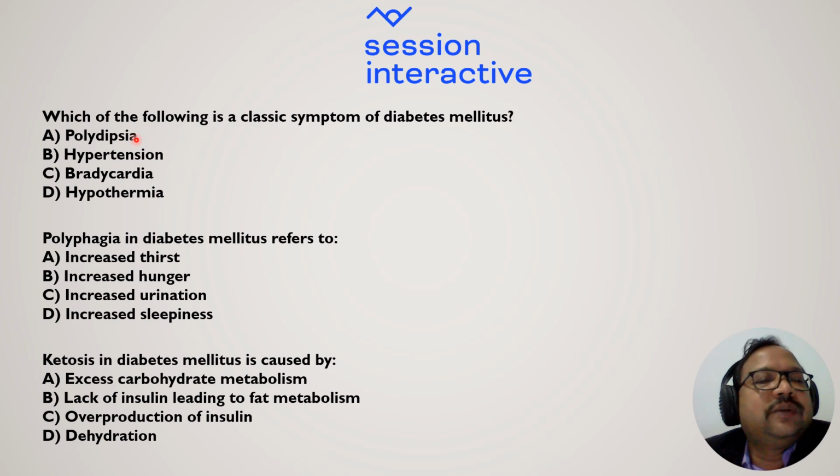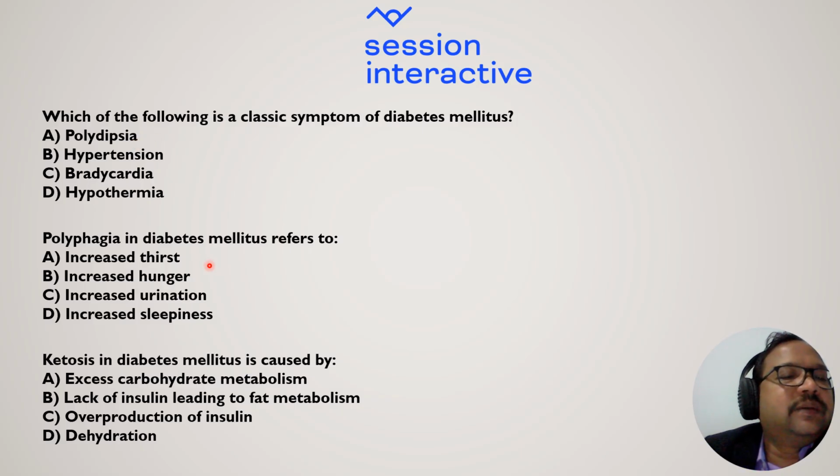Coming to the first question, which of the following is the classical symptom of diabetes mellitus? What is that one? Polydipsia, hypertension, bradycardia, and hypothermia. So the answer is polydipsia.